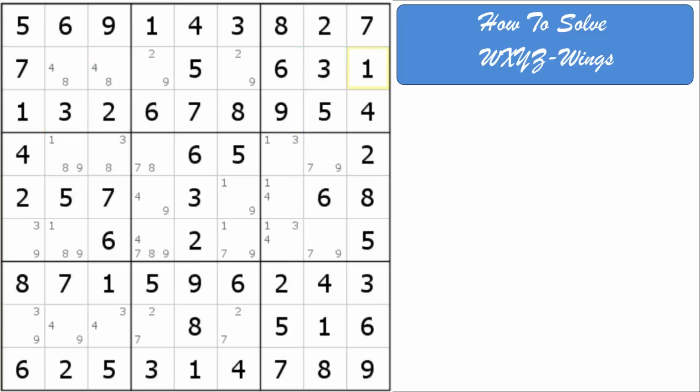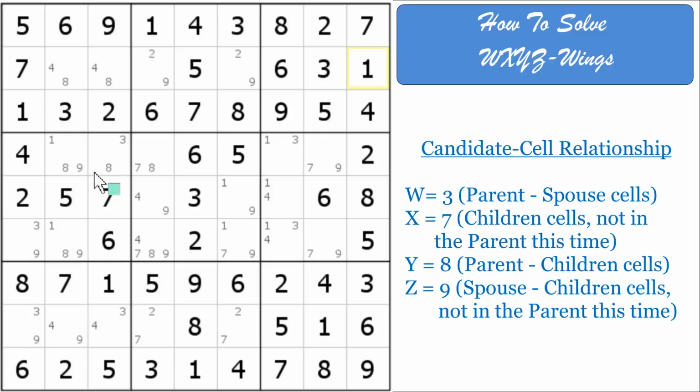For our next example, we have another WXYZ-Wing. It's going to look a little different than the other ones we've seen previously. I'll give you a few seconds to see if you can find it yourself, and I'll give you a hint: all 4 of them will be bi-value cells. All right, let me show it to you. Our hinge is right here. And our spouse is here. And here are the children.